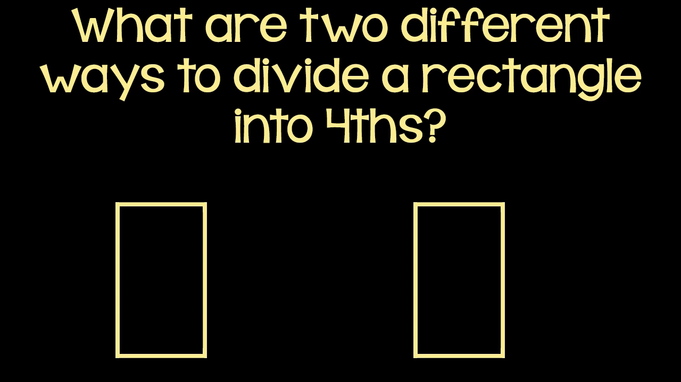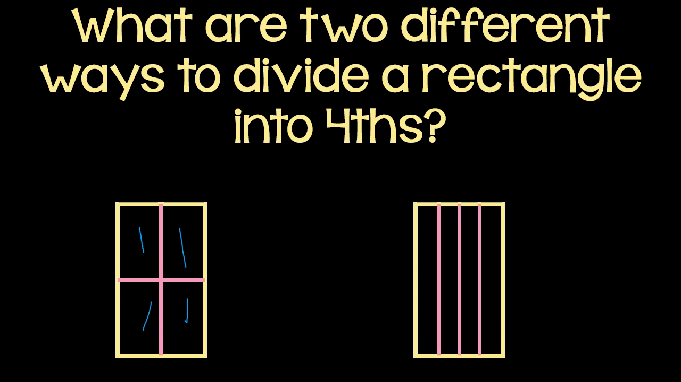Take a look at these 2 rectangles. Think about 2 different ways that we could divide this rectangle into fourths. How could we make lines on the rectangle to cut it into fourths? Well, one way would be this, right? We have 4 pieces. 1, 2, 3, 4. We could cut it into fourths this way. This also gives us 4 pieces. 1, 2, 3, 4 pieces. And you'll notice that these pieces are the same size.